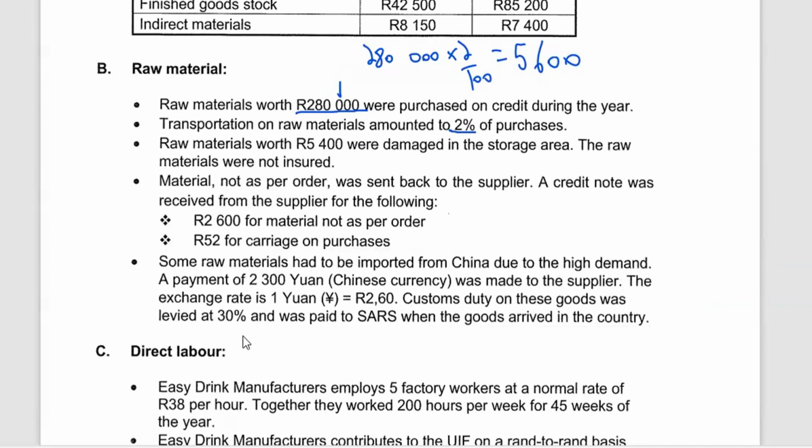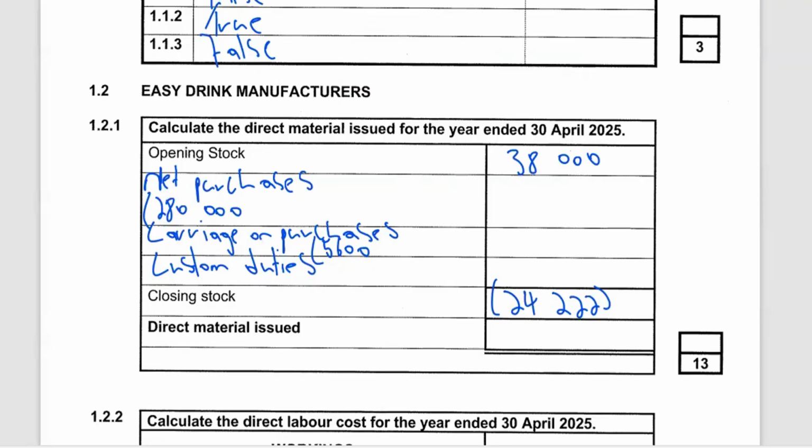Raw materials worth 5,400 were damaged in the storage area. The raw materials were not insured. So since the raw materials were damaged, it means it's going to decrease our purchases. So we go to our purchases, we minus the 5,400.